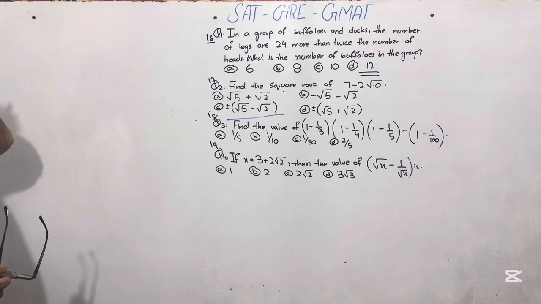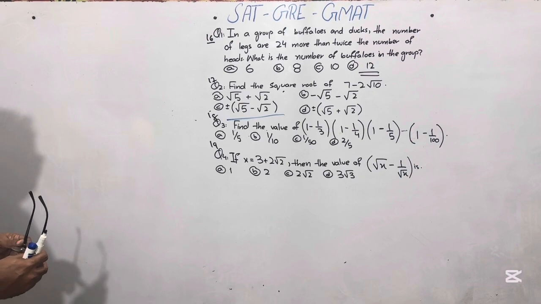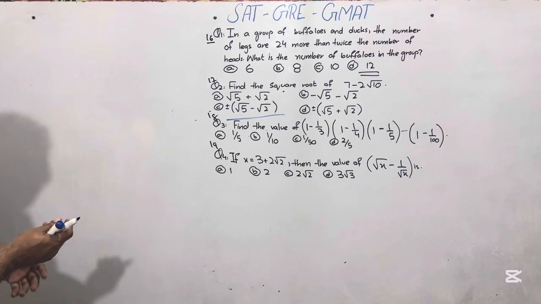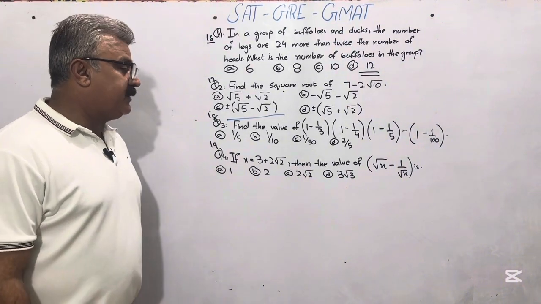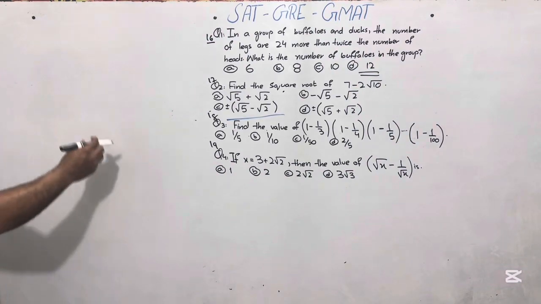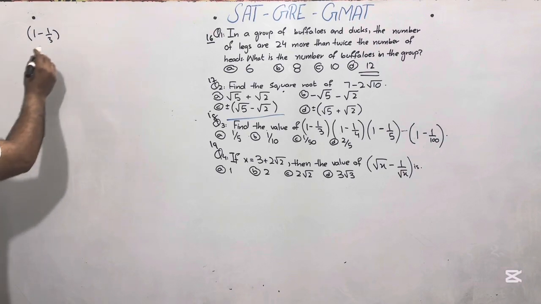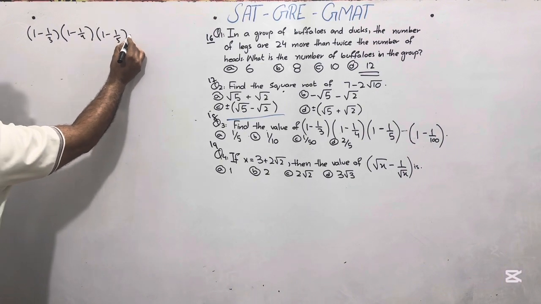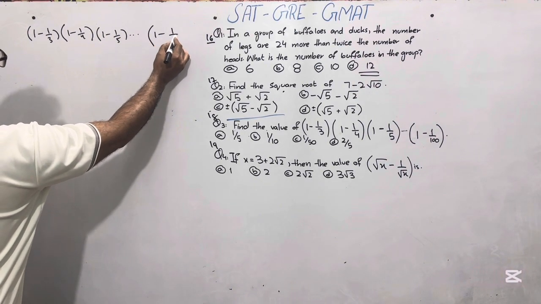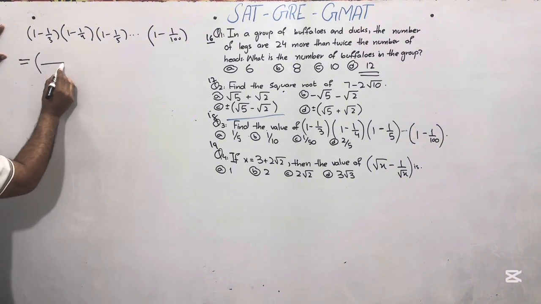a generalization type question. 1 minus 1 over 3 times 1 minus 1 over 4 times 1 minus 1 over 5 up to 1 minus 1 over 100 is equal to what? The larger the question, the longer the question, the simpler the solution. It's my belief in maths. We continue till 1 minus 1 over 100. It's a really simple situation. Just take LCM. Let's see what props up.